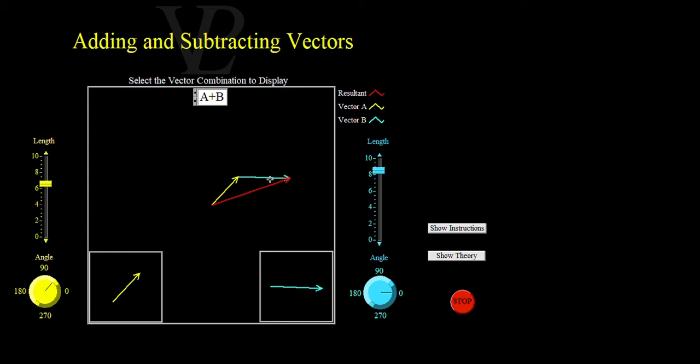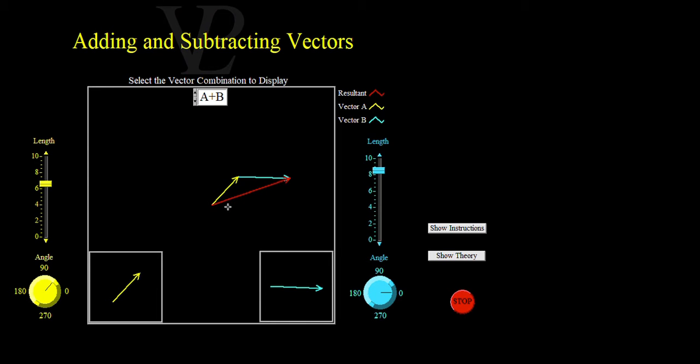B then goes here. Now, I could draw B and then do A, and the result would be the same because A plus B and B plus A, they are the same. But if I was to draw A like that, and then B on the end of that, I would have a vector that, whilst it is the same size, because the triangle doesn't change, the direction would be wrong.